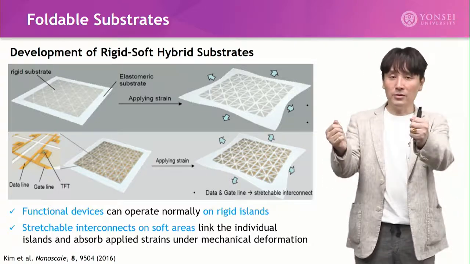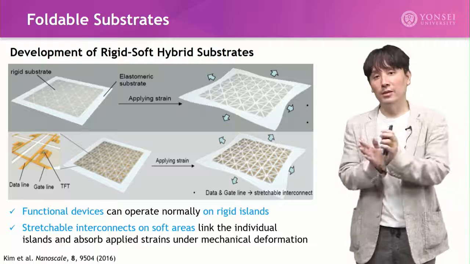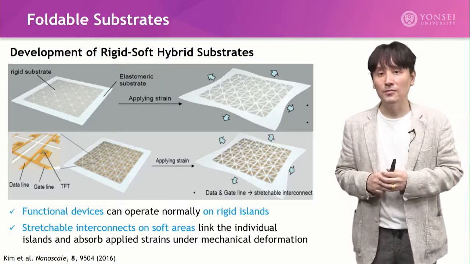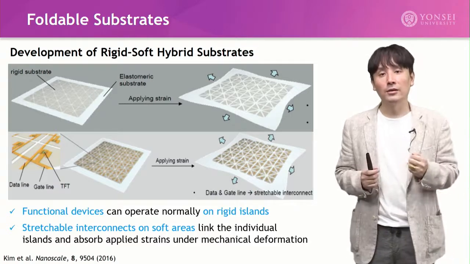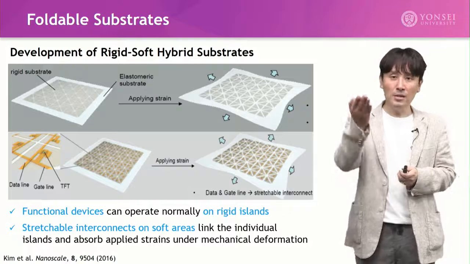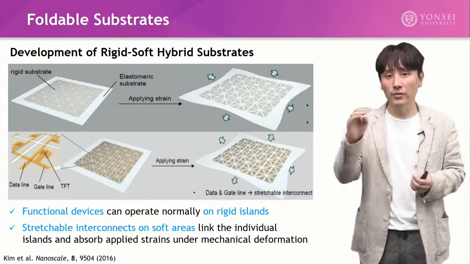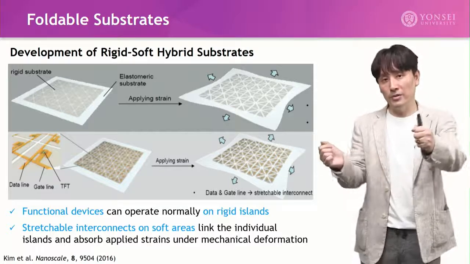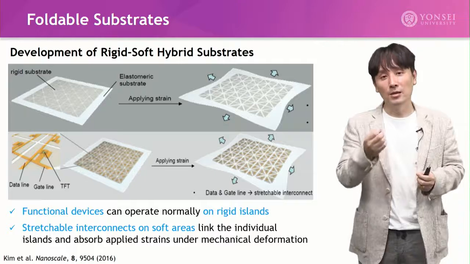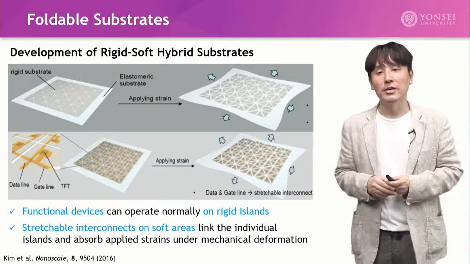If we stretch that hybrid substrate, only the soft elastomer part is stretched, but the gray rigid parts remain without deformation. Let's assume the electronic devices are located on the gray part. Then we can avoid cracking of the device components. At the bottom of the schematic, you will see all the transistors located on the gray rigid part. If we stretch it, individual transistors remain undeformed because they sit on the rigid tile. The only deformed region is the interconnection that links the individual transistors, which is just interconnection metals.